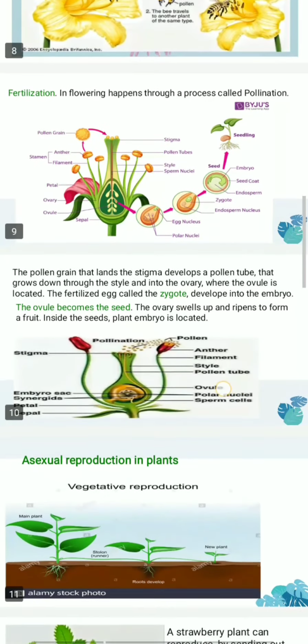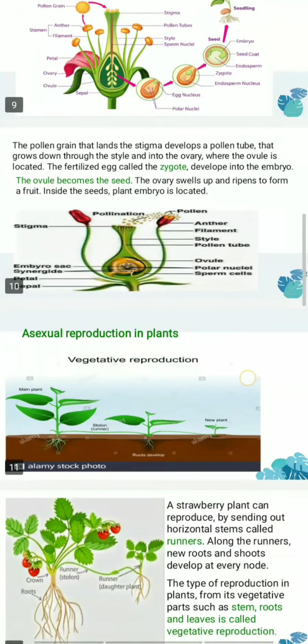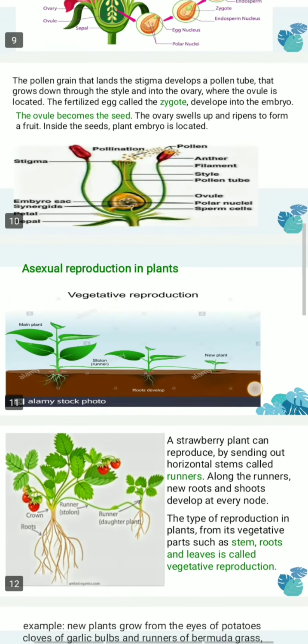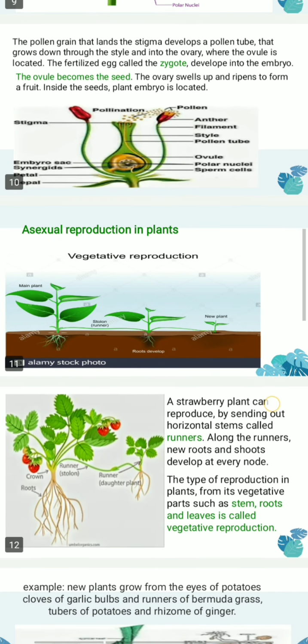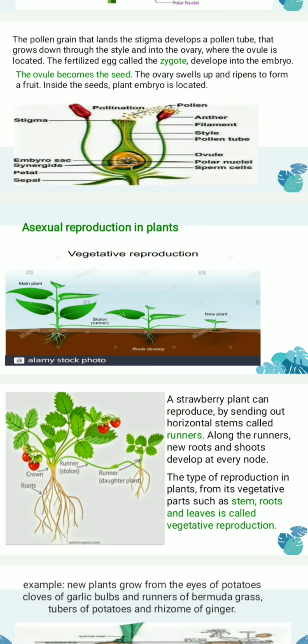So let us proceed to asexual reproduction in plants. A strawberry plant can reproduce by sending out horizontal stems called runners. Along the runners, new roots and shoots develop at every node. The type of reproduction in plants from vegetative parts, such as stems, roots, and leaves, is called vegetative reproduction.